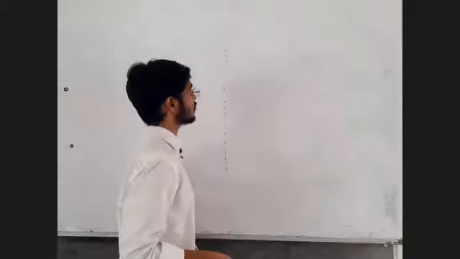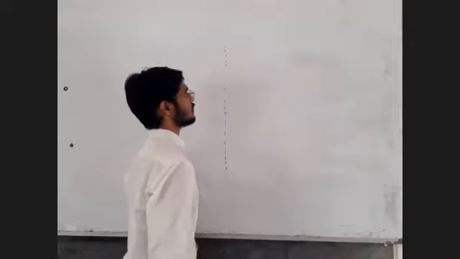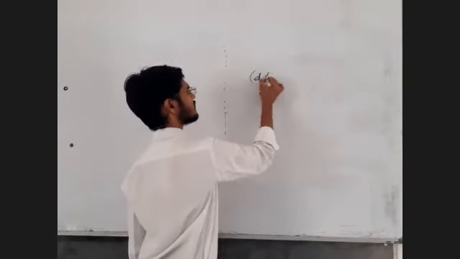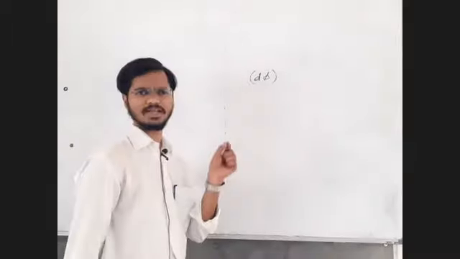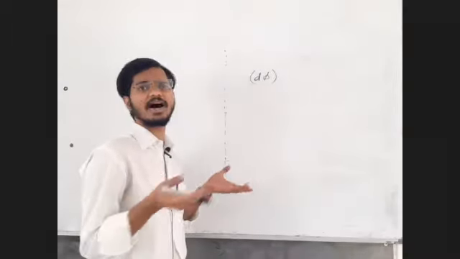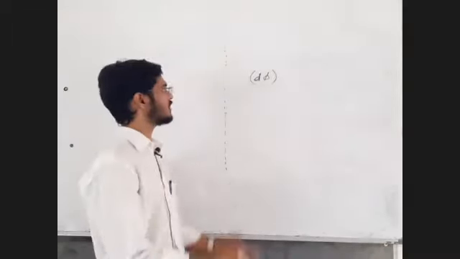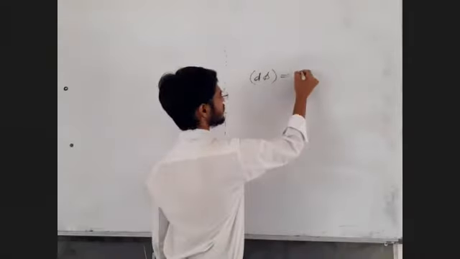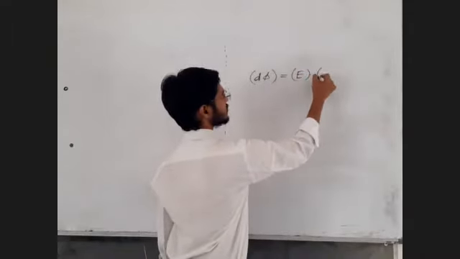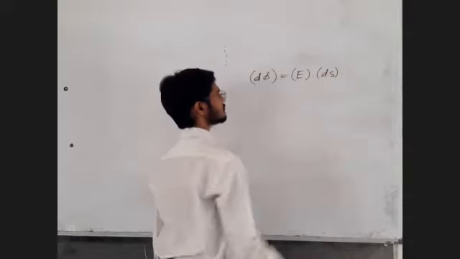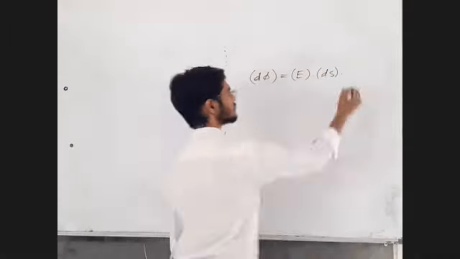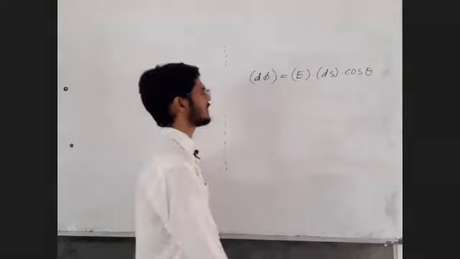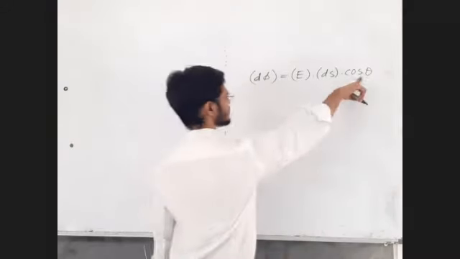How am I going to find it out? I will use any of the definitions which I know. Electric flux through a small area ds; if it is a complete area, I have to integrate. Through a small area, the flux is electric field times area vector, into cos of the angle between electric field and area vector. Sir, this is unitless.